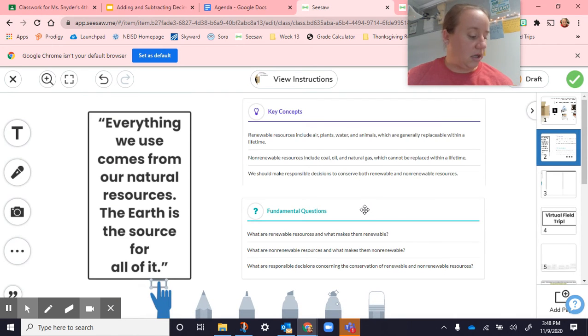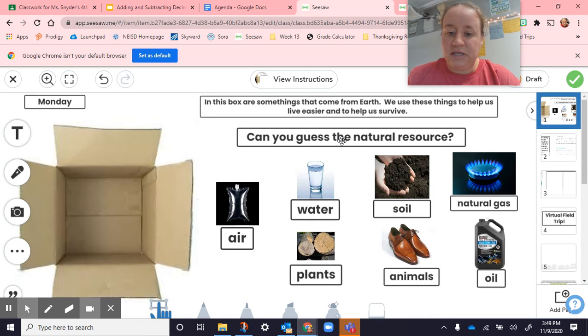Then we talked about things that we're going to go over with this unit. So we read this quote here: everything we use comes from our natural resources. The earth is the source for all of it. So the key concepts that we're going to make sure that we learn throughout this unit are that renewable resources, so these things called natural resources, we can break them off into two groups.